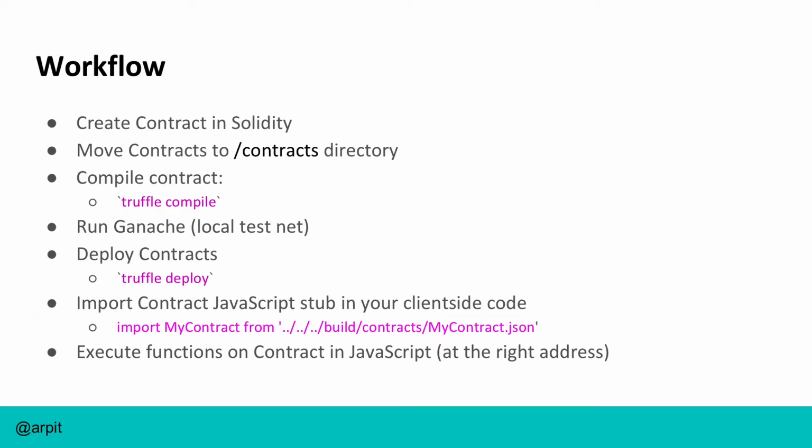So the workflow for creating web apps or decentralized apps: you create a contract in Solidity. You move your contracts to the contracts directory in your Truffle project. You compile your contract, and then run Ganache, the local testnet. Deploy your contract. I think this should be truffle migrate. Once the contract is deployed, you can import the contract. Truffle will give you a JavaScript object representing the contract. You literally just say, import the contract from my contract definition, and now it's a full-on JavaScript object, like any other JavaScript object.